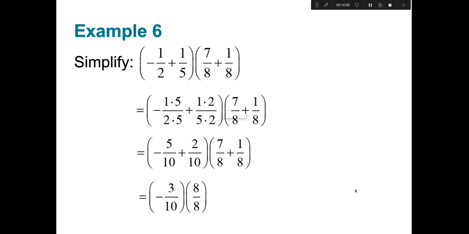Is there anything between my two sets of parentheses to tell me what's going on here? There's no addition sign, there's no subtraction sign, they're just two sets of parentheses next to each other. So what does that mean I'm doing? Multiplying these two numbers. So negative 3/10 times 8/8. What does 8/8 reduce down to? 1. What is a negative 3/10 times 1? Anything times 1 is just that number.